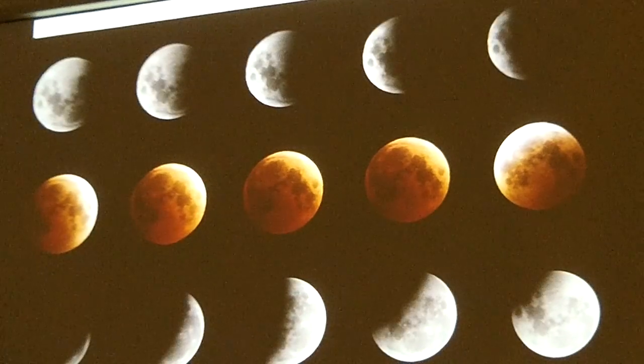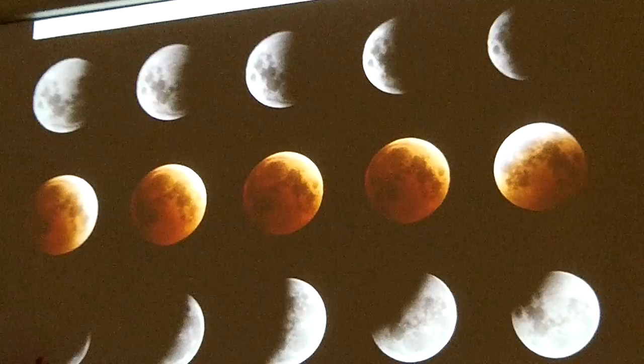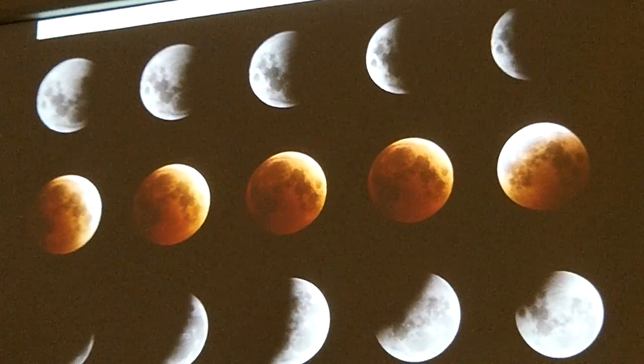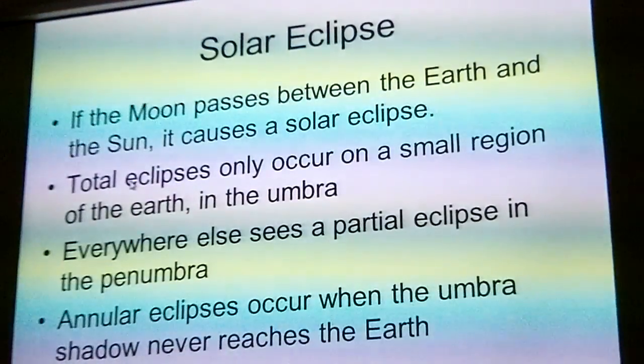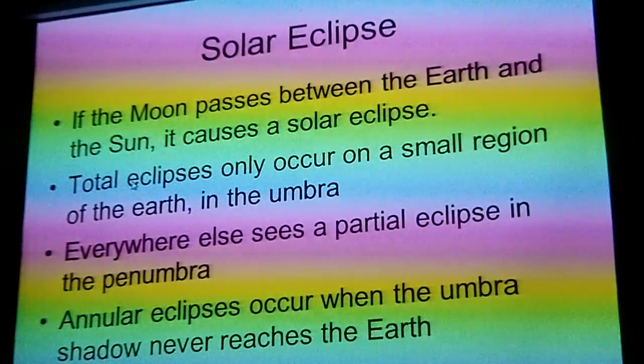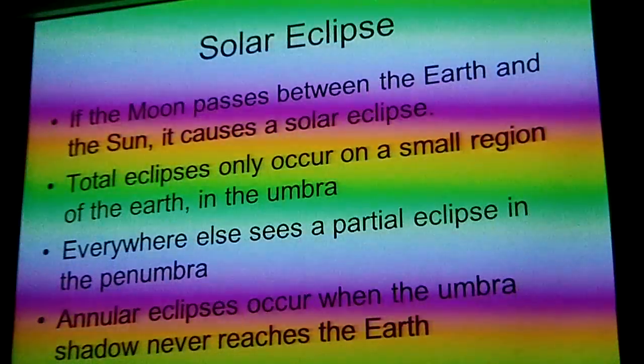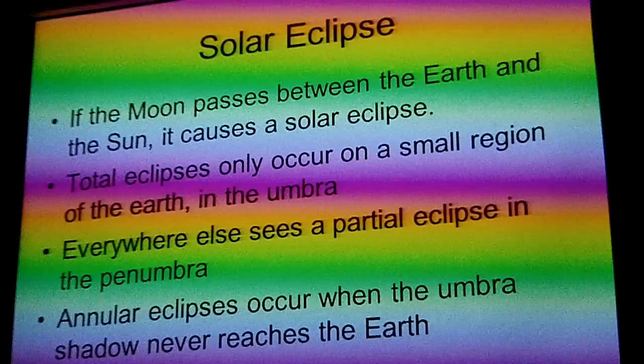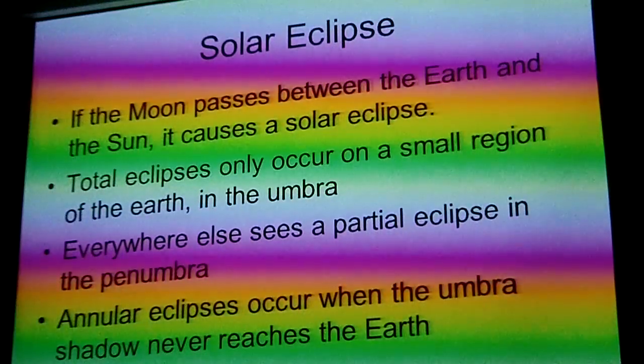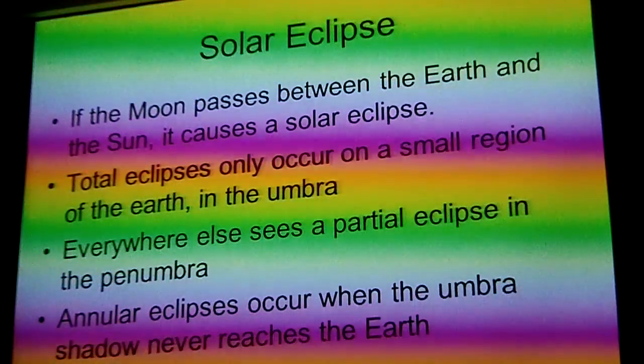Here we go. This is a lunar eclipse, where the shadow of the earth comes between the sun and the moon. Here's the moon over here, and the shadow of the earth falls on the moon. The shadow that the Earth casts is round.